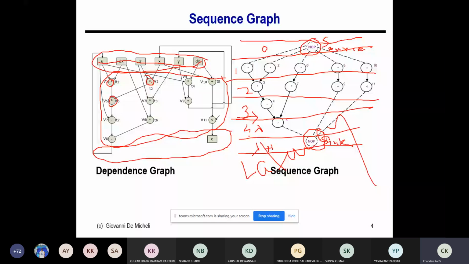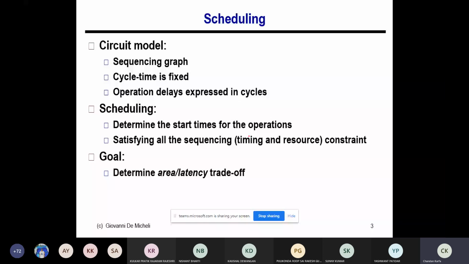Okay, so the circuit model, as I told you, is basically a sequence graph, and the assumption is that the cycle time is fixed. So we can assume that every clock is fixed, say 100 megahertz or 200 megahertz or 50 megahertz. That is fixed. The clock timing is not free or variable, right? So that is fixed. And then the operation delay.